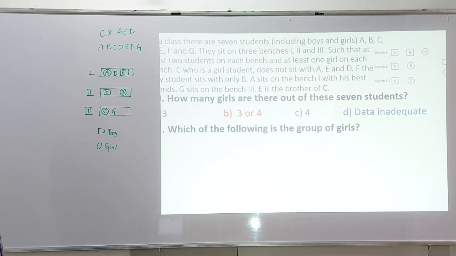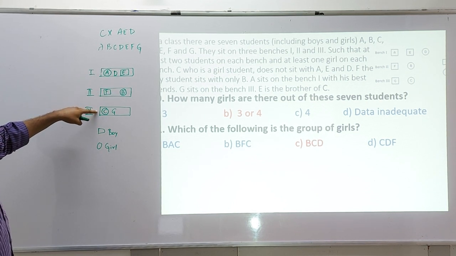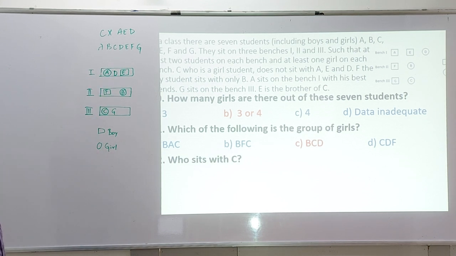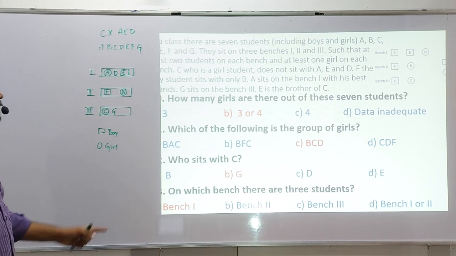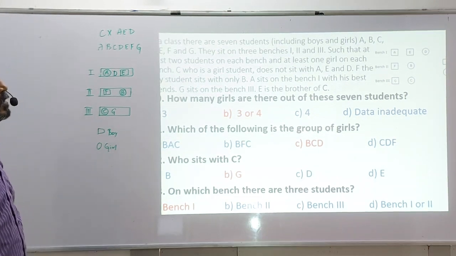Which of the following is a group of girls? So B, C. We know B and C for sure are girls, and D is also a girl. So we got B, C and D are girls. Who sits with C? So we have got G sits with C. On which bench are there 3 students? On bench 1 there are 3 students. Okay? So these are the questions based on arrangements.